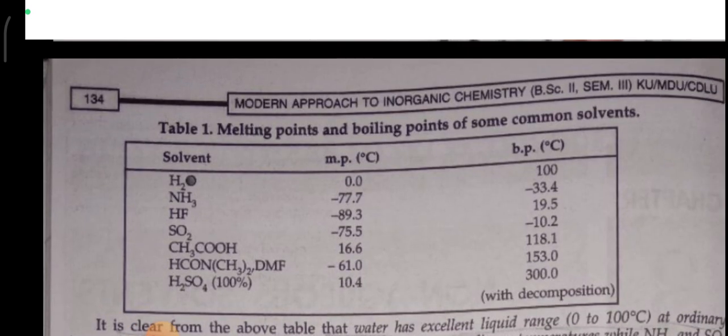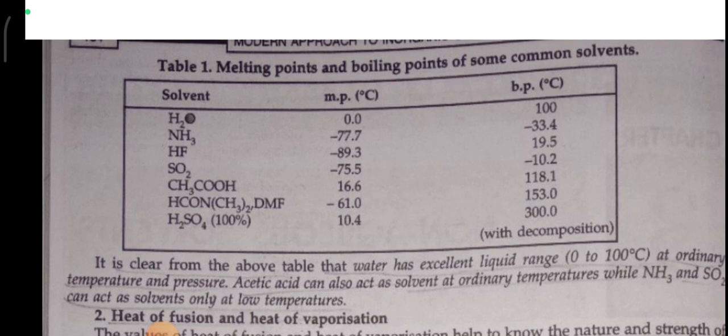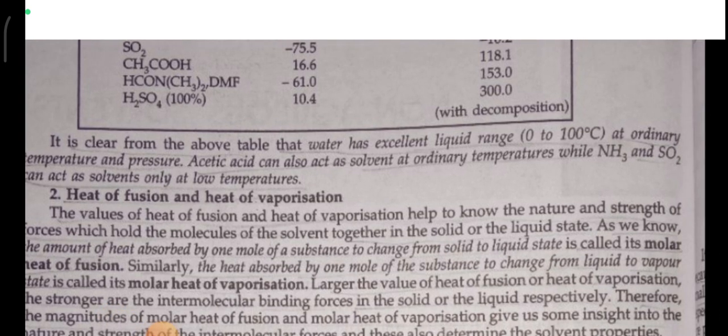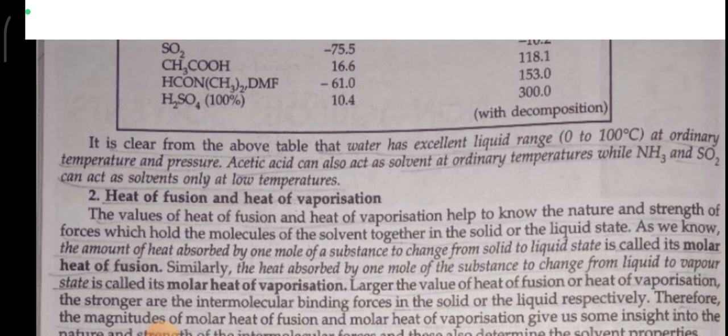For example, for water, the melting point is 0 degrees Celsius and the boiling point is 100 degrees Celsius. For ammonia, the melting point is minus 77.7 degrees Celsius and the boiling point is minus 33.4 degrees Celsius. It is clear from the above table that water has an excellent liquid range, 0 to 100 degrees Celsius, at ordinary temperature and pressure. Acetic acid can also act as a solvent at ordinary temperature, while ammonia and SO2 can also act as solvents at low temperatures.